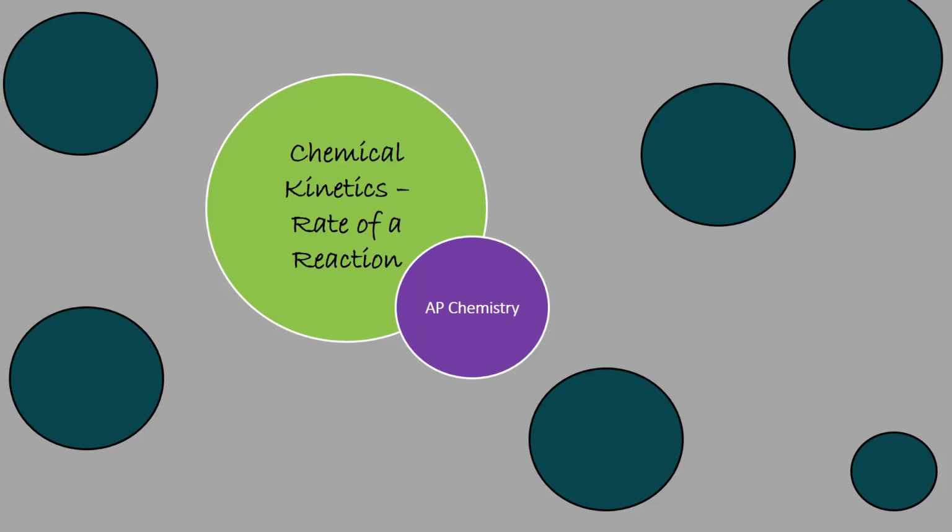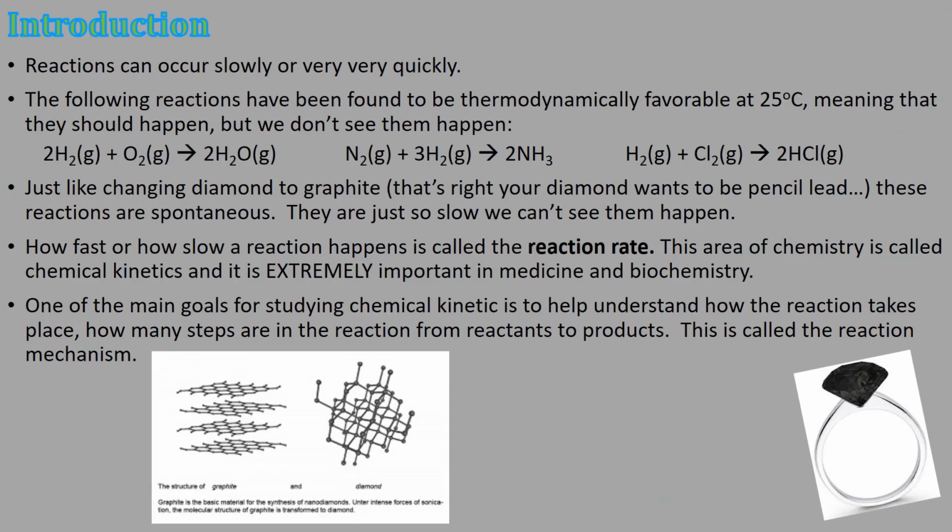This video is an introduction to chemical kinetics and rates of reaction. Reactions can occur very slowly or very, very quickly. The reactions that are here should happen. They are thermodynamically favorable, which means that they should happen, but we don't see them happen, or we don't see them happen quickly. There's a few reasons why.